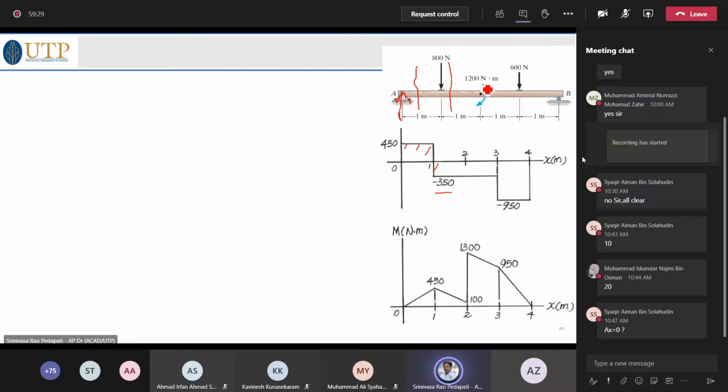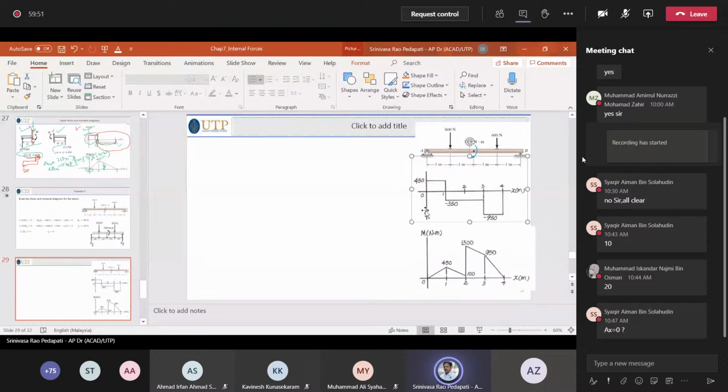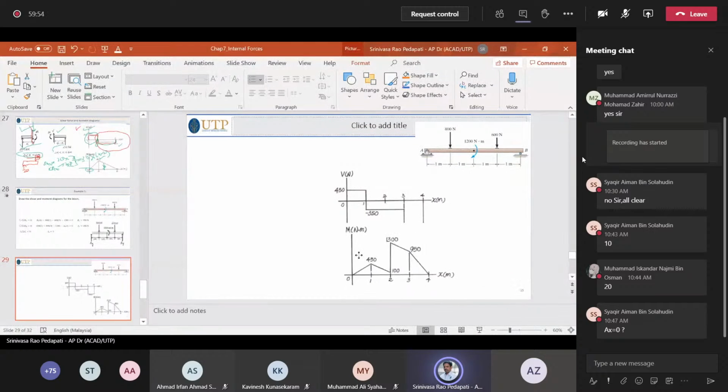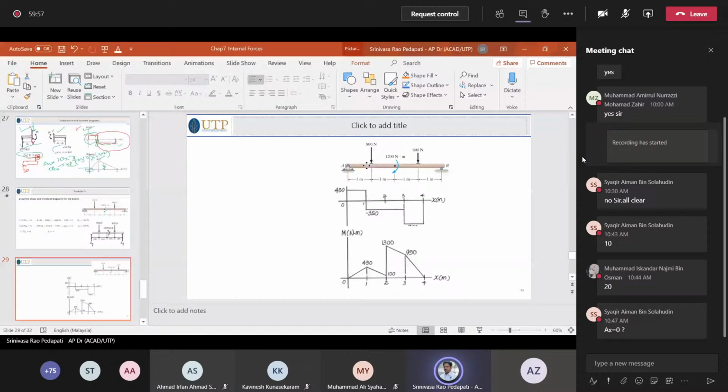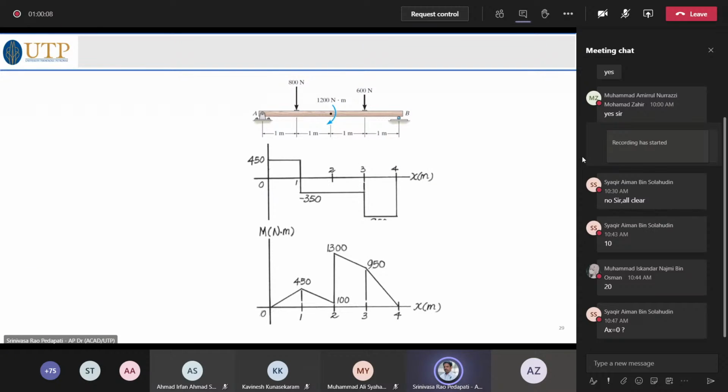Until what point? You have to check here because there is another force, but that is a moment, so it will not disturb anything. So after 3 meters also it is okay, but at 3 meters what happens is, it is not as per scale. Let me redraw. Yeah, this should be like this.